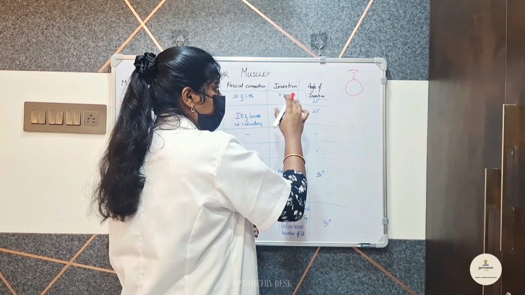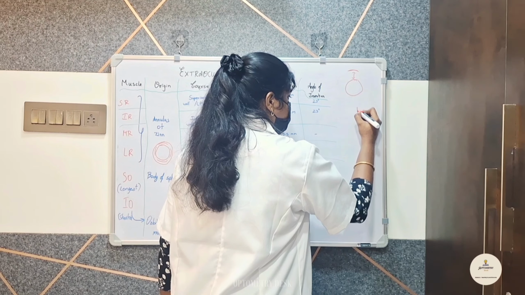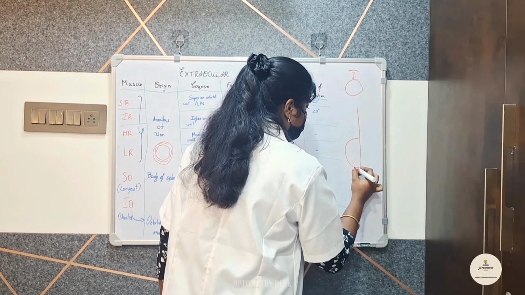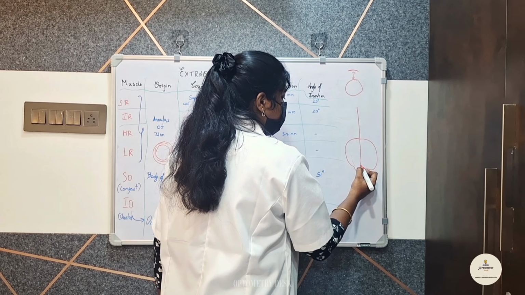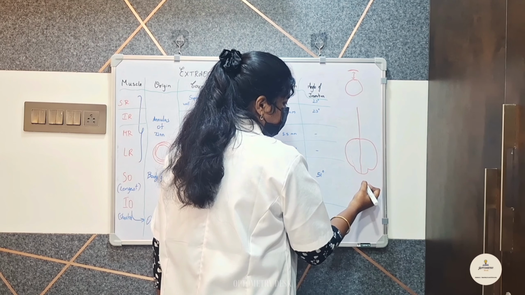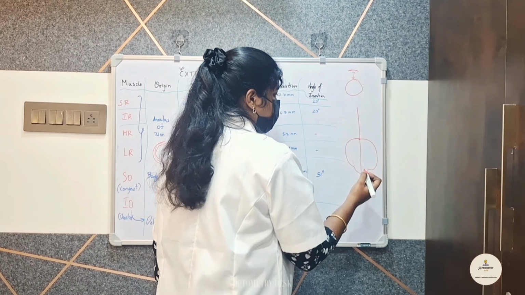Angle of insertion. What is angle of insertion? If this is our visual axis, imagine this is our eyeball. Okay, do you know what visual axis is? An imaginary line connecting the object of regard to the fovea, that is our visual axis.